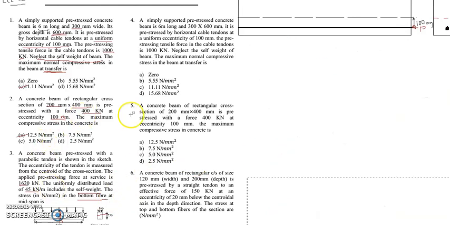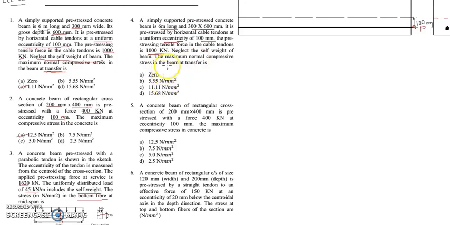Fourth question: a simply supported prestressed concrete beam is 6 meter long and 300 mm by 600 mm is the cross-section dimension. It is prestressed by horizontal cable tendons at a uniform eccentricity, again 100 mm. The prestressing tensile force in the cable tendons is again 1000 kN. Neglect the self-weight of the beam.